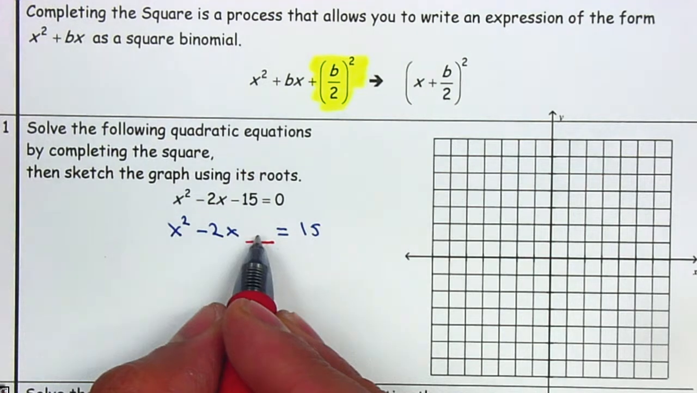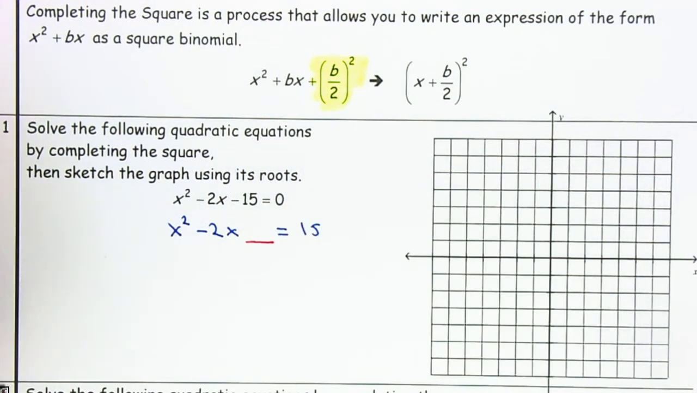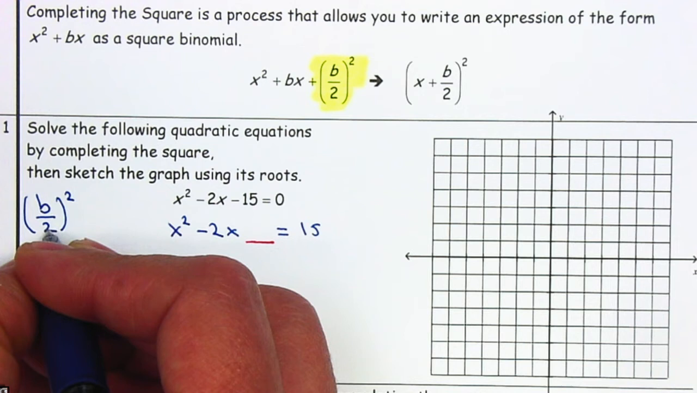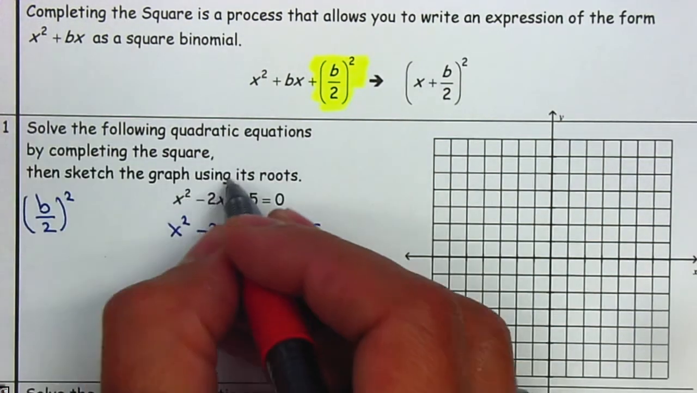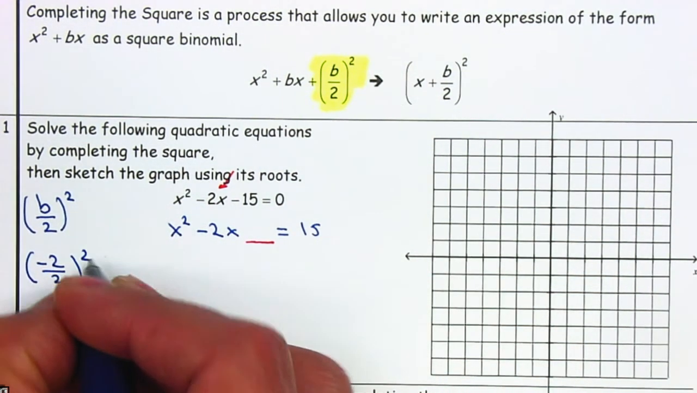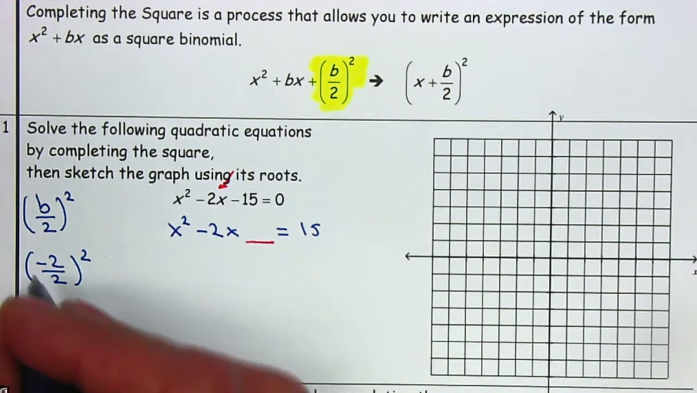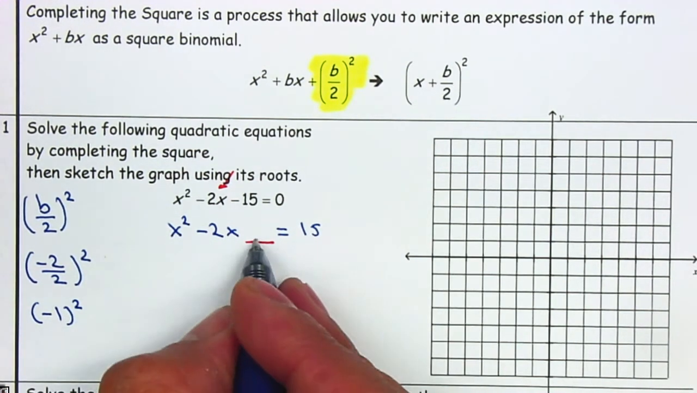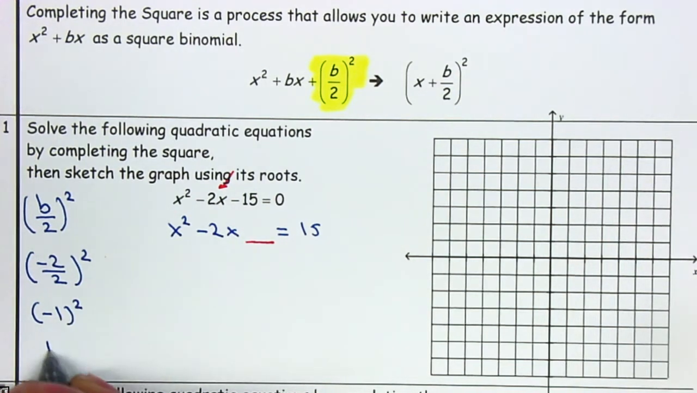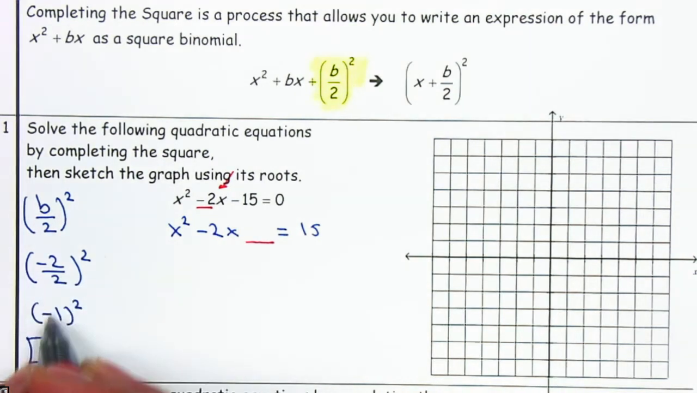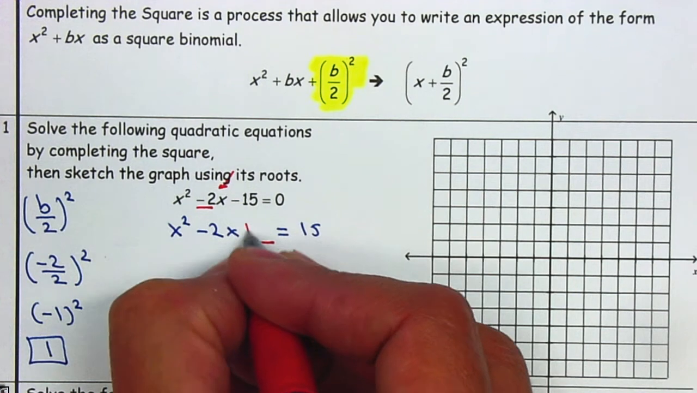Now, to find the number that we need to place in here, we're going to use the formula above, which is b over 2 squared. We're going to take the value of b, divide by 2, and then square it. In this case, b is negative 2. So negative 2 divided by 2, and then we are going to square it. Negative 2 divided by 2 will be negative 1. We are going to square it. Negative 1 squared is positive 1. So basically place the negative 2 into the formula, divide by 2, square it, and that'll give us the number that we need to add here, which is positive 1.